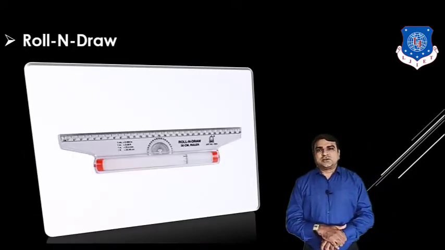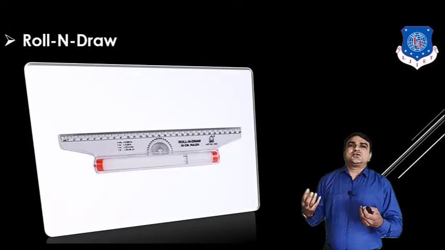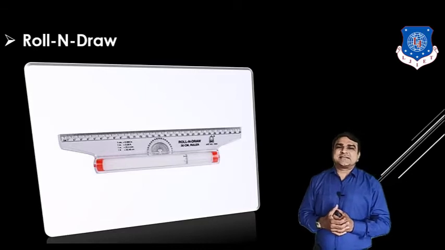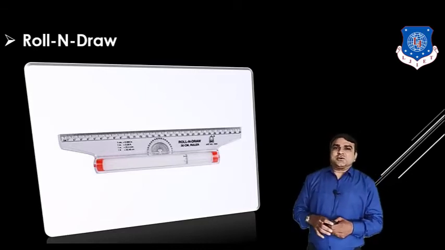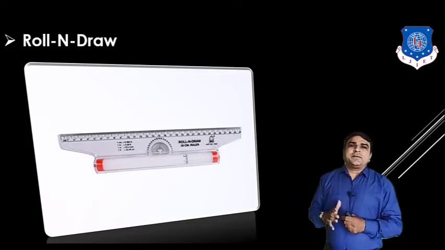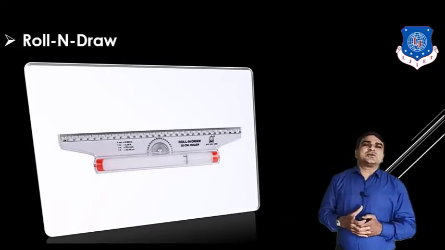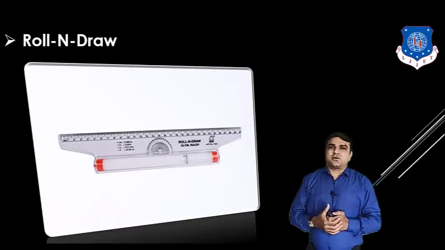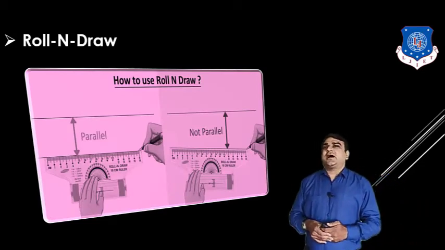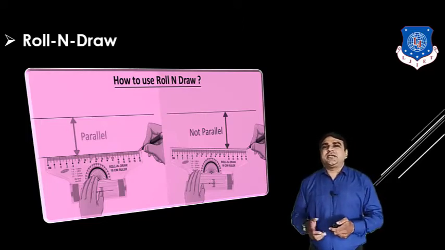Now roll and draw scale. Roll and draw scale is a device which has two rollers and one working edge. The working edge is available in 16 cm and 13 cm. By moving it up and down, you are able to draw horizontal parallel lines and also vertical parallel lines. One small protector is also in the middle of the roll and draw scale. Here you can see how to use the roll and draw scale to draw a parallel of a given line.